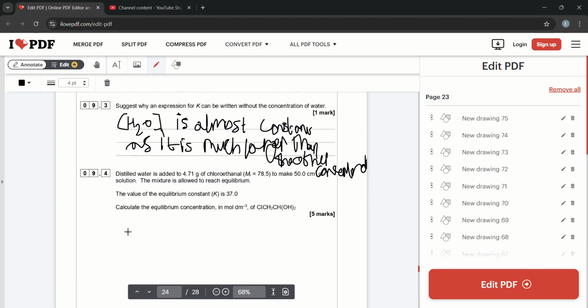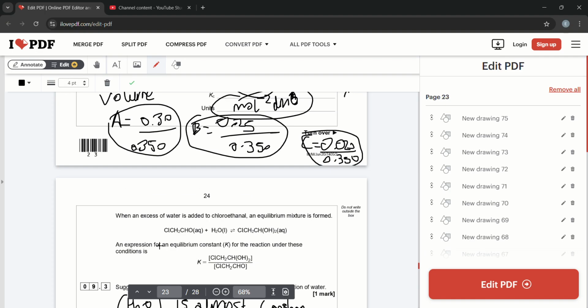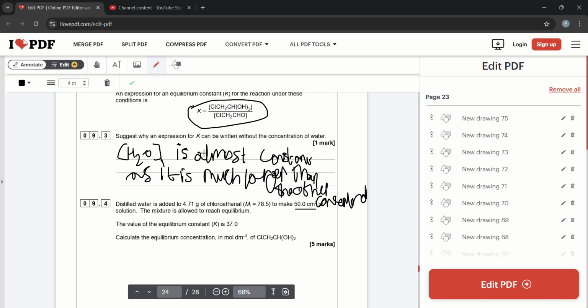And then 9.4 says distilled water is added to this much of chloroethanol, that's Mr, to make 50 cm3 solution. Mixtures are left to reach equilibrium. The value of the equilibrium constant K is 37. Calculate the equilibrium concentration of ClCH2CHOH squared. Okay, so that's the expression, which is nice that they've given it to us. Calculate the equilibrium concentration of ClCH2CHOH squared. So we're trying to find the concentration of this.